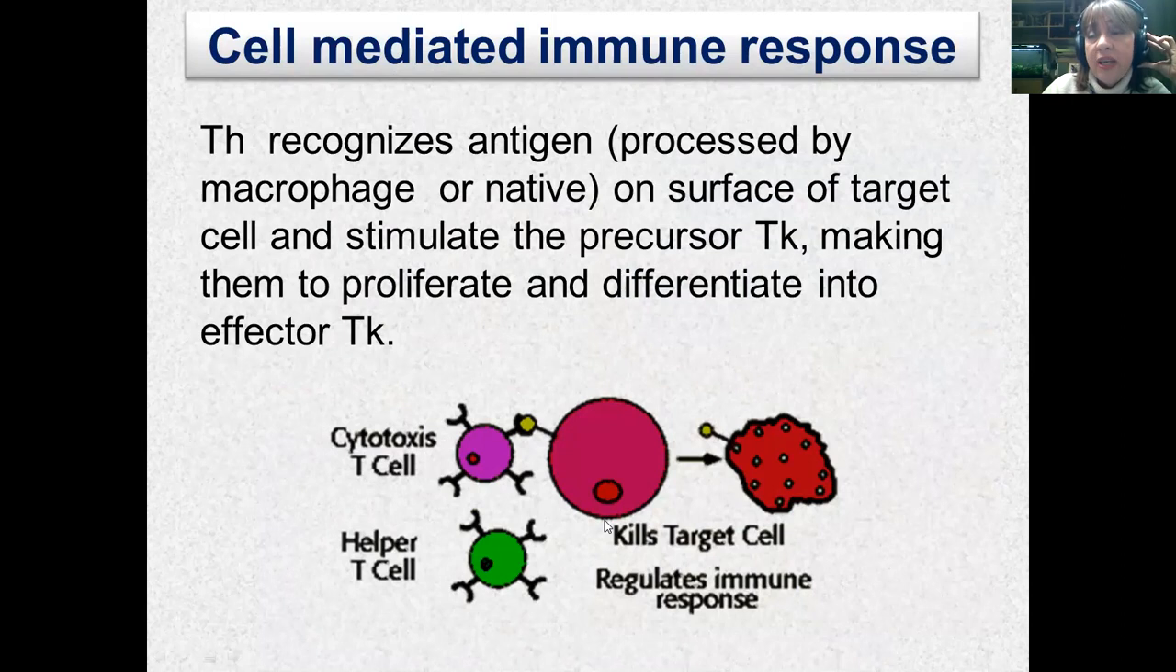What is the function of T helpers in the cellular immune response? It's the recognition of antigen and stimulation of T killers. T helpers release interleukins, which are important for multiplication and differentiation of T killers. And T killers cause the lysis of the target cell.